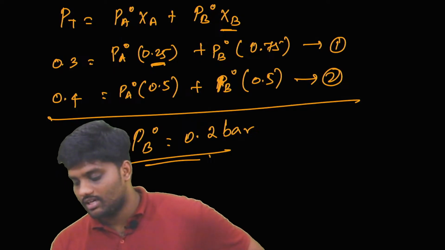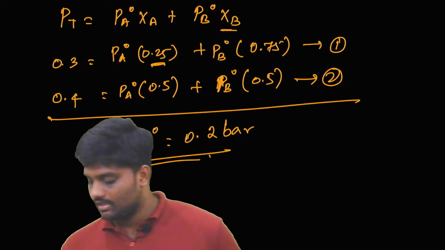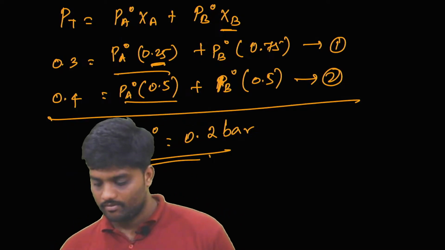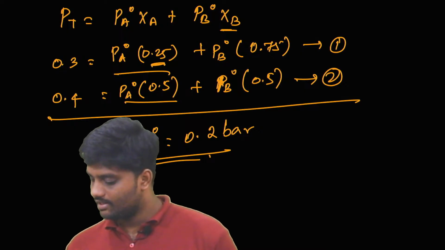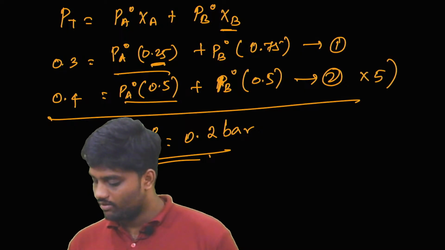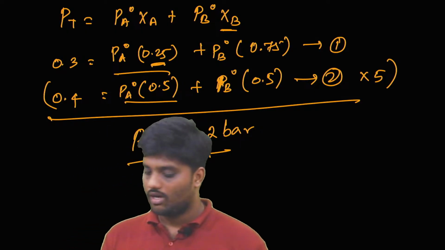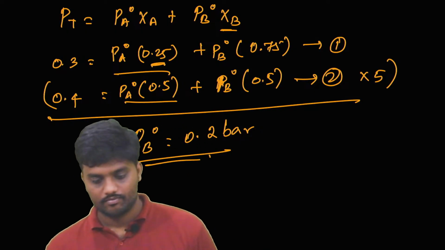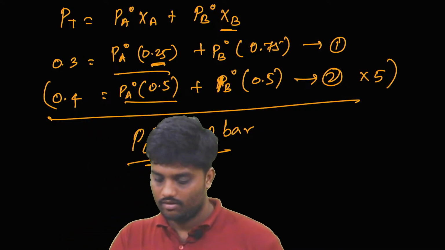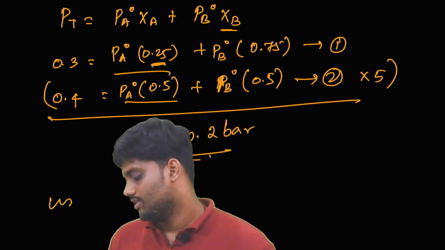Sir, how do we calculate this? Equate these two. Here there is 2.5, multiply the second equation by 5, then cancel out, you will get PB naught as 0.2 bar. Okay, use the linear equation.